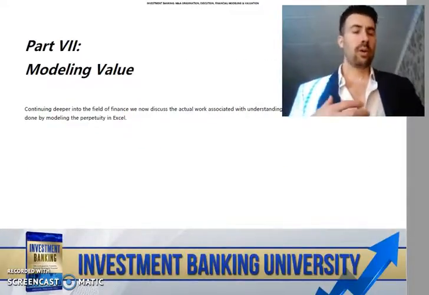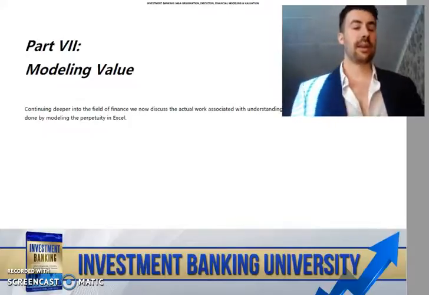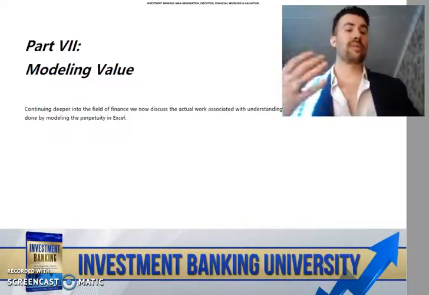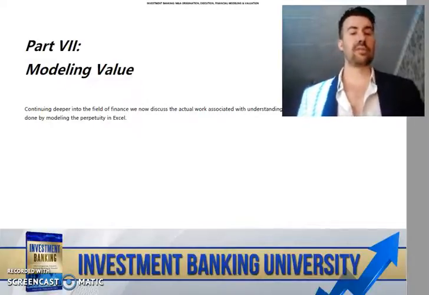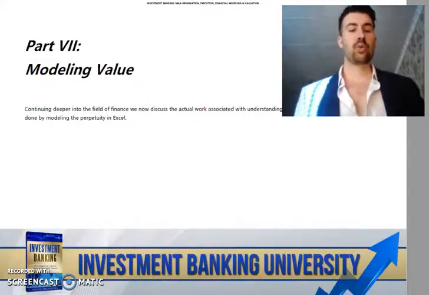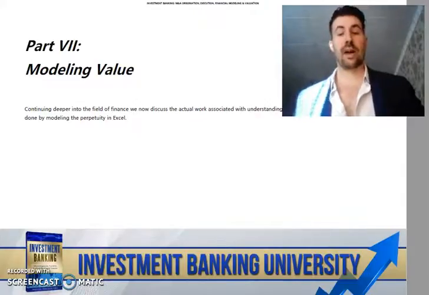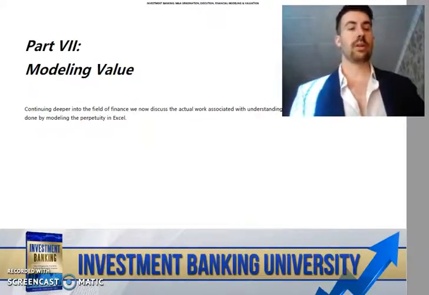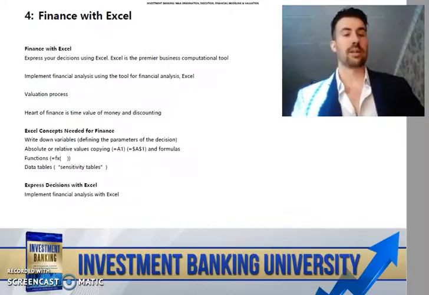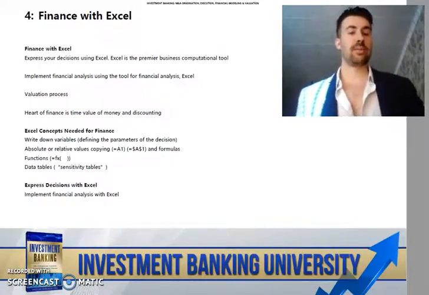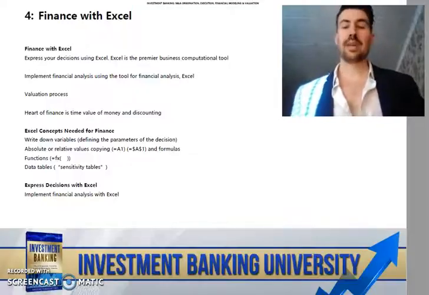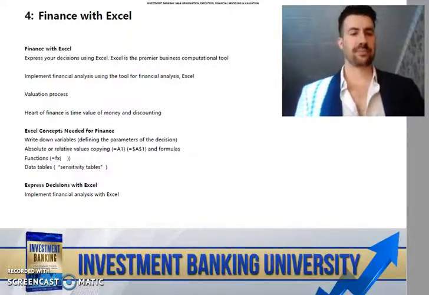So when we are talking in terms of analyzing value with models, we're going to first have to model value or model the perpetuity. Continuing deeper into the field of finance, we now discuss the actual work associated with understanding the value of a perpetuity. And this work is done by modeling the perpetuity in Excel, as we talked about. We're going to be talking a lot about finance with Excel, and we're going to be talking about the different financial concepts in the context of Excel.